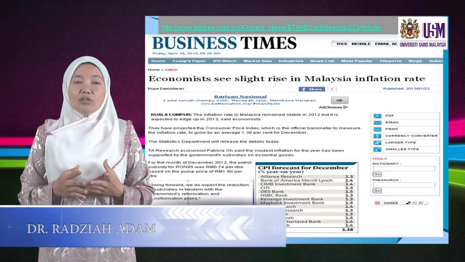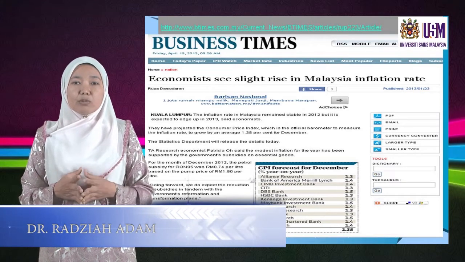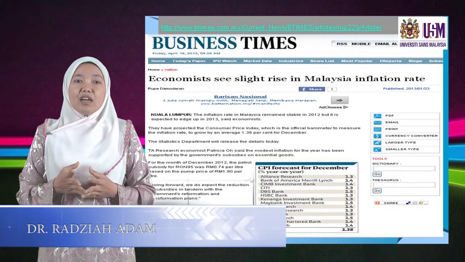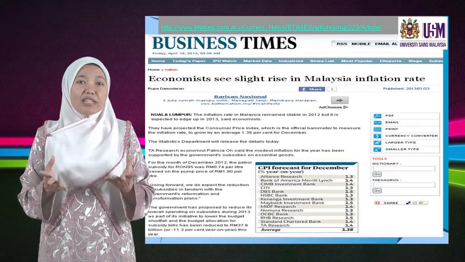There are other indexes, not only the consumer price index. We also have the industrial production index. Just now we already discussed the composite index.